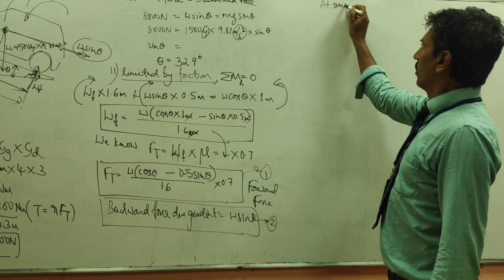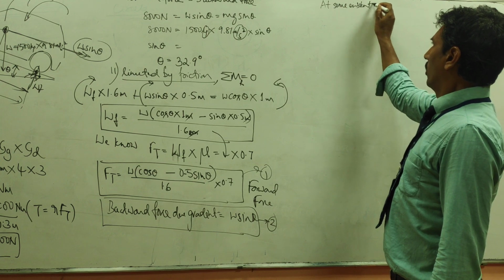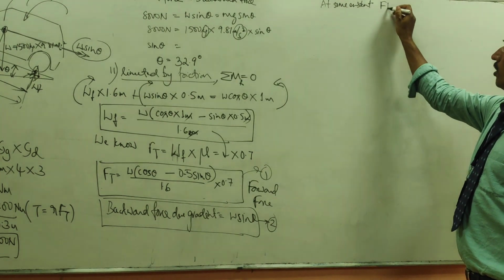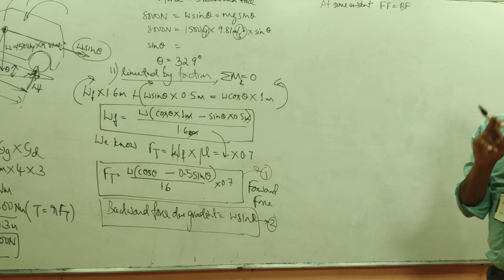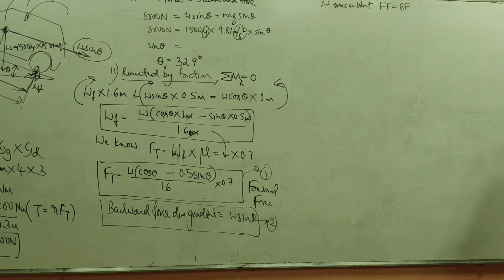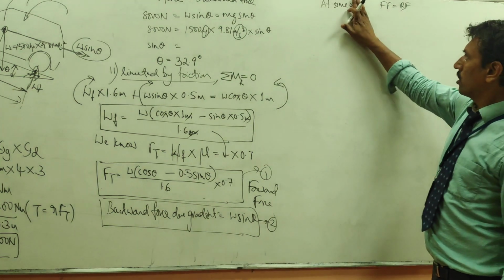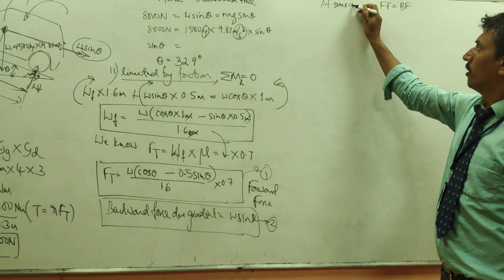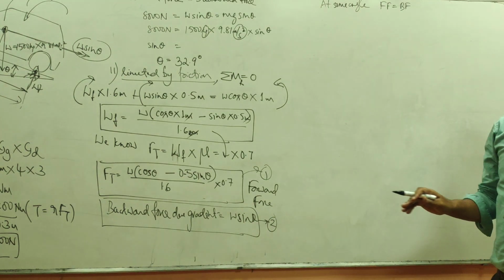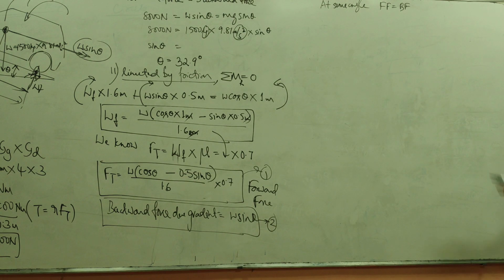At some instant, the forward force becomes equal to the backward force. That is the point at which it stops climbing. Sorry, I should not say at some instant; at some gradient angle, the forward force equals the backward force, and at that inclination it stops climbing.